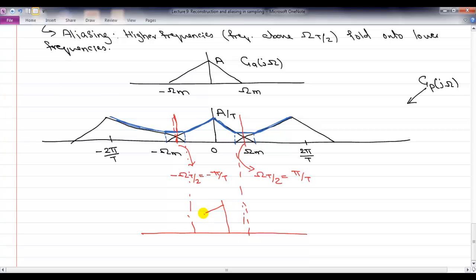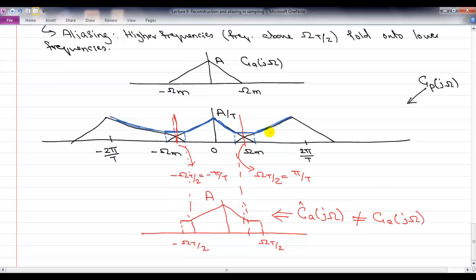So my reconstructed signal will look like this up to this point. Its height will be A because I'm low pass filtering with the magnitude of T. But after this, I'll get this small piece of constant line up to omega_T by 2, minus omega_T by 2. Okay. And so this is my reconstructed signal, g hat a of j omega, which is not equal to g a of j omega. You can see it from above.